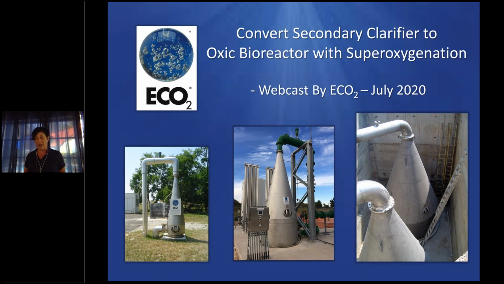And what we're going to be talking about is a way for plants that are overloaded to get greater capacity for BOD removal. Also for preventing rising sludge in a clarifier due to nitrification, and a couple of other interesting ways that you can use this method for possibly solving some biomass problems at your plant.